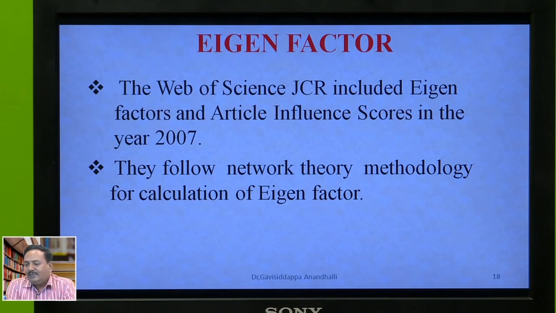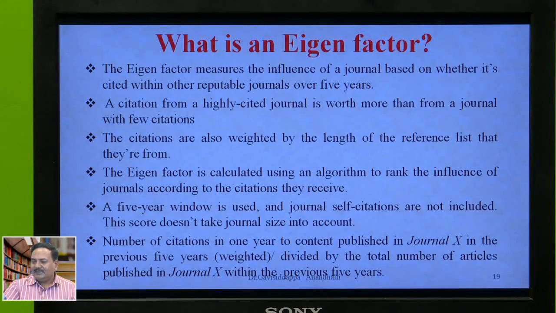They follow network theory methodology for the calculation of Eigenfactor. It is very easy also. Similar to what is followed in the calculation of impact factor, but here it takes some other extra parameters for the calculation. Eigenfactor measures the influence of the journal based on whether it has been cited within other reputable journals over 5 years. Eigenfactor takes a data range of 5 years, CiteScore takes a data range of 3 years, and impact factor takes a data range of 2 years. There is a difference in this.